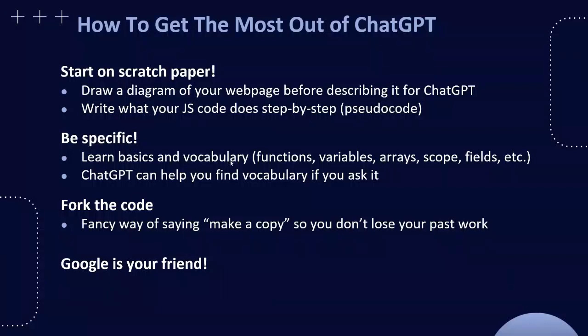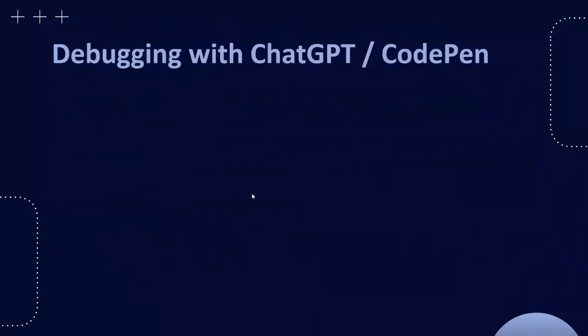But then be specific. Learning the basic vocabulary is really helpful. You can sometimes ask ChatGPT to help you find that vocabulary if you ask it, how would you go about building an Excel attendance sheet? It might explain using some of this vocabulary that you can then pick up on. Forking, which is a fancy way of saying make a copy. Especially in CodePen, make plenty of copies because it might give you bad code in future, so you don't want to lose that past work that you did. And of course, Google is your friend.